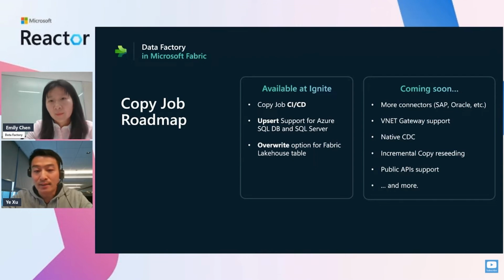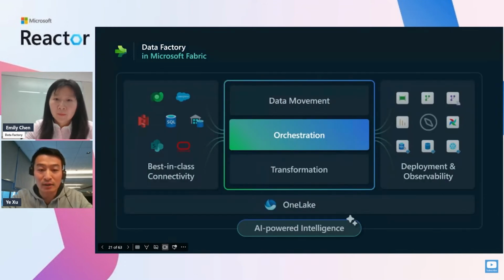The next one is incremental copy reseeding, which allows you to reset CopyJob from incremental copy so that you can reinitiate CopyJob from scratch with the initial full load. This can also give you more flexibility. The last one, and more, we can also support public API support and more. And those are the same for the CopyJob.